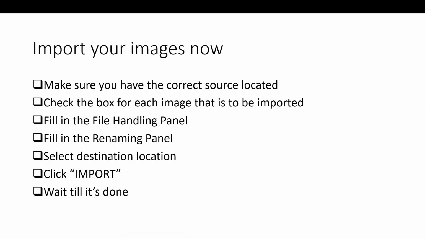So in order to do it, this is what we had to do. This is a little checklist you can go through. Did you make sure you have the correct source selected? Did you check the box for each image to be imported? Was your file handling right, your renaming right, your destination location right? You click import, and then you can wait for it all to load.